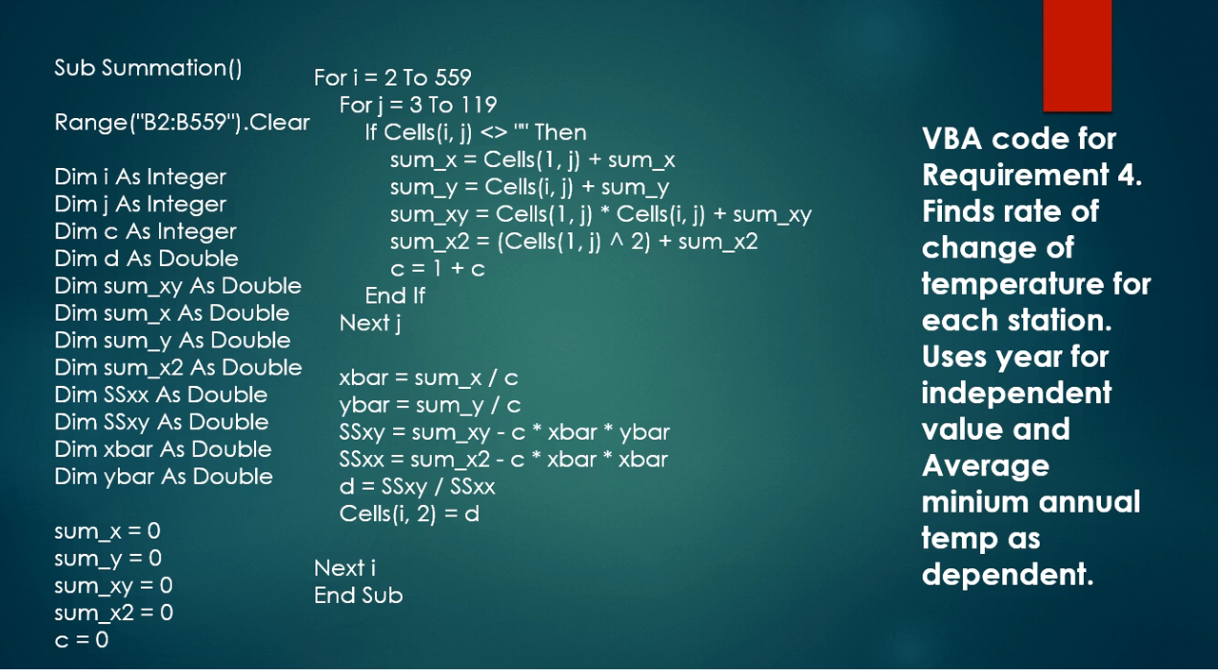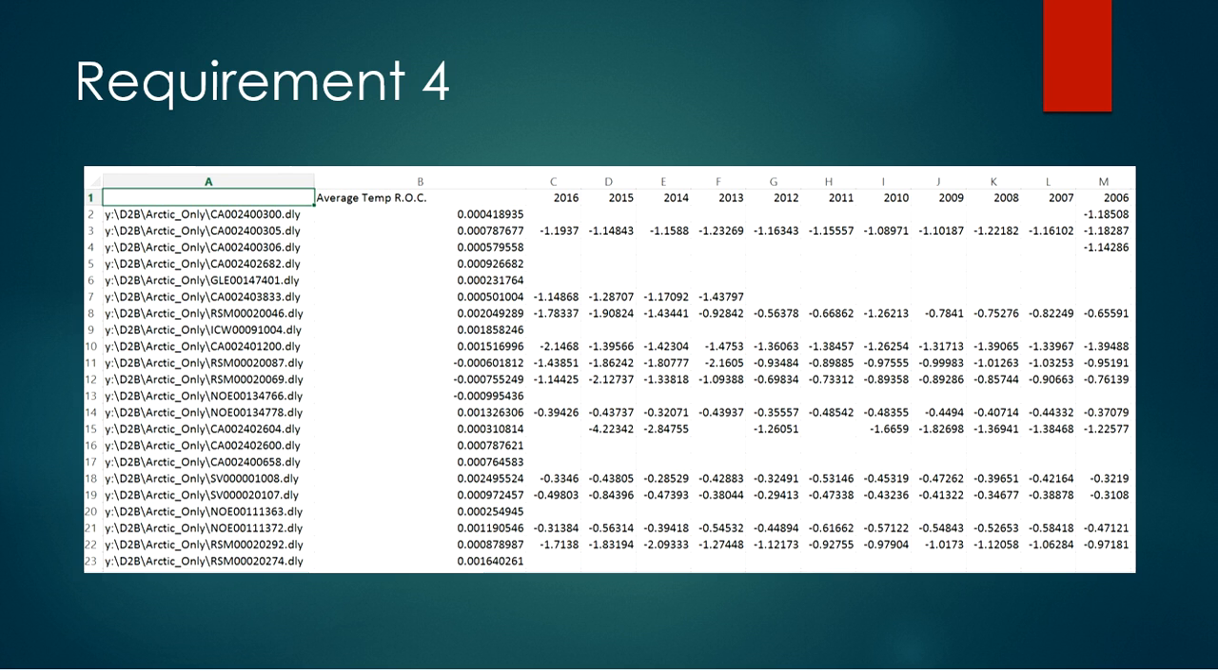Requirement 4, we had to find the average rate of change of temperature for each station, using year as the independent value and average annual minimum temperature as the dependent value. So off to the left here you see our code titled summation. And for requirement 4, again using that code, this is a glance at what the code actually did.